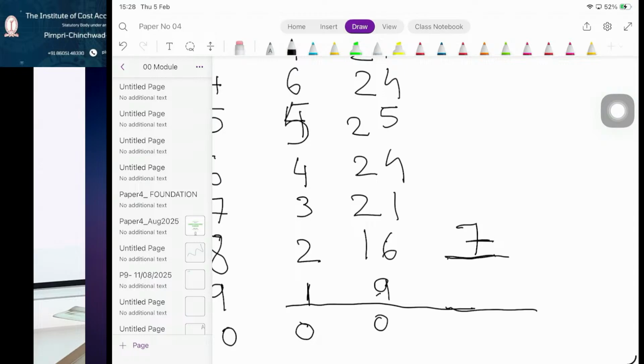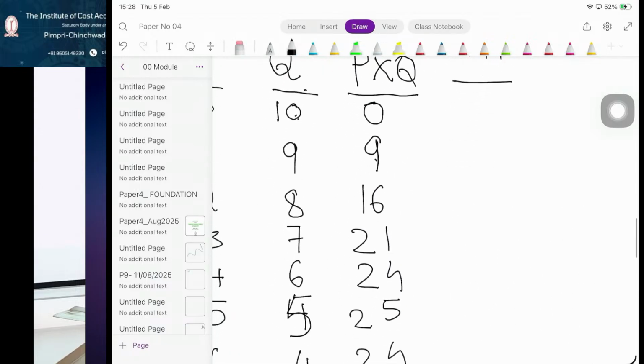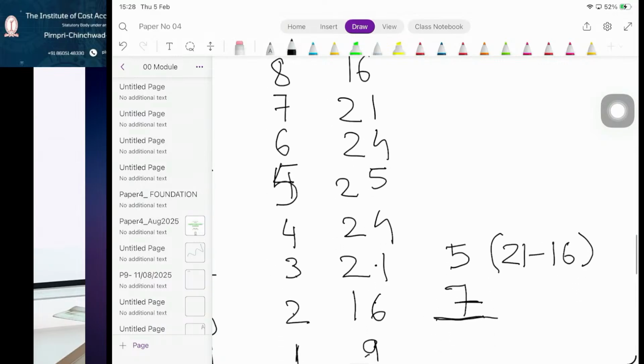Okay, similarly, from the second unit to the third unit, your revenue is going up from 16 to 21. So what is the marginal revenue? 21 minus 16, that is 5. Compute all the other terms in this table. Label this as marginal revenue.